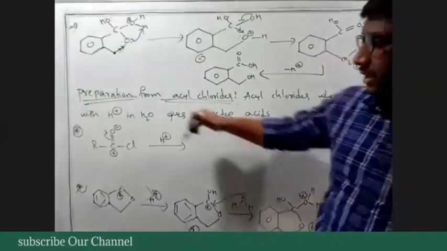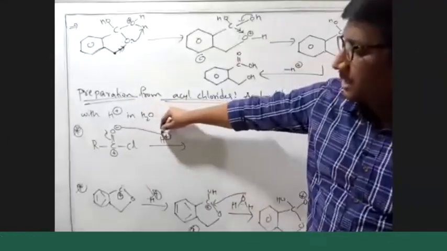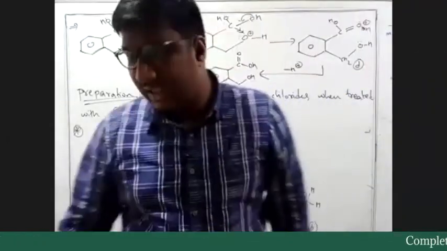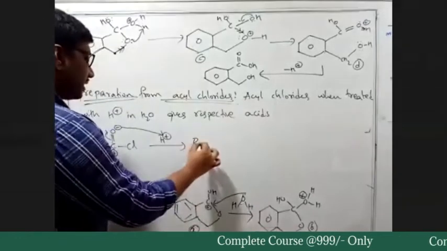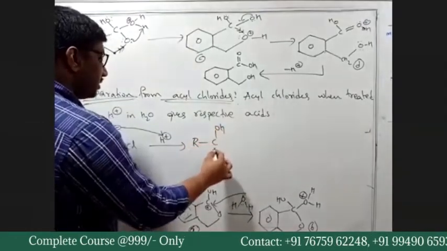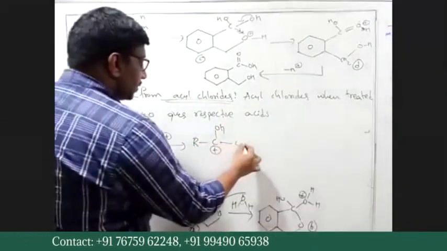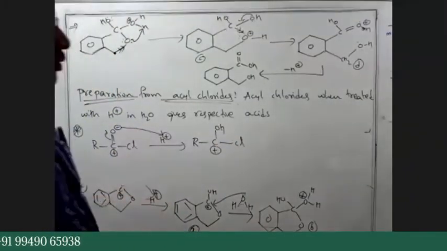Again, this is acidic hydrolysis. So O minus attacks this hydrogen, and we'll get the respective product, RCOH. This carbon has positive charge and chlorine is present. And we have H2O in the solution.